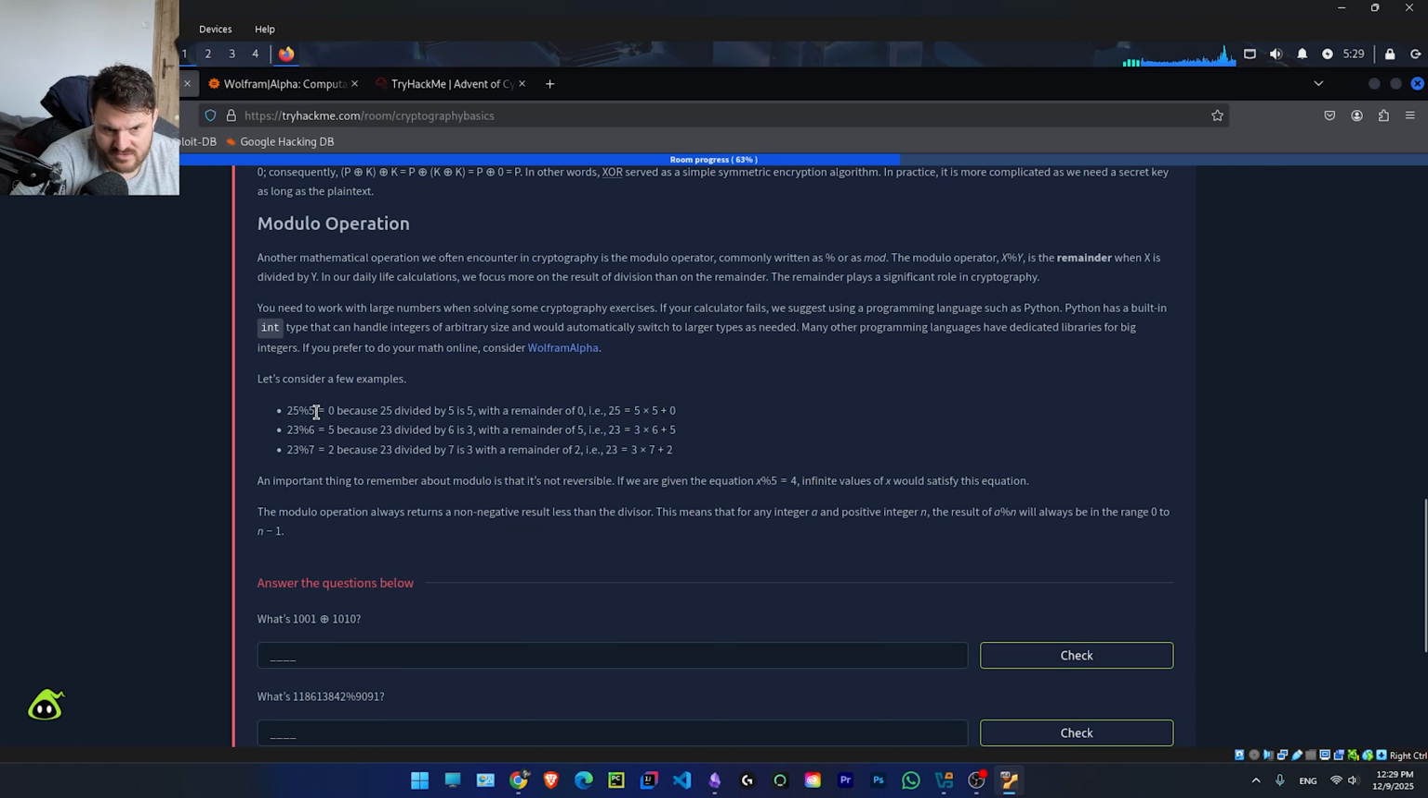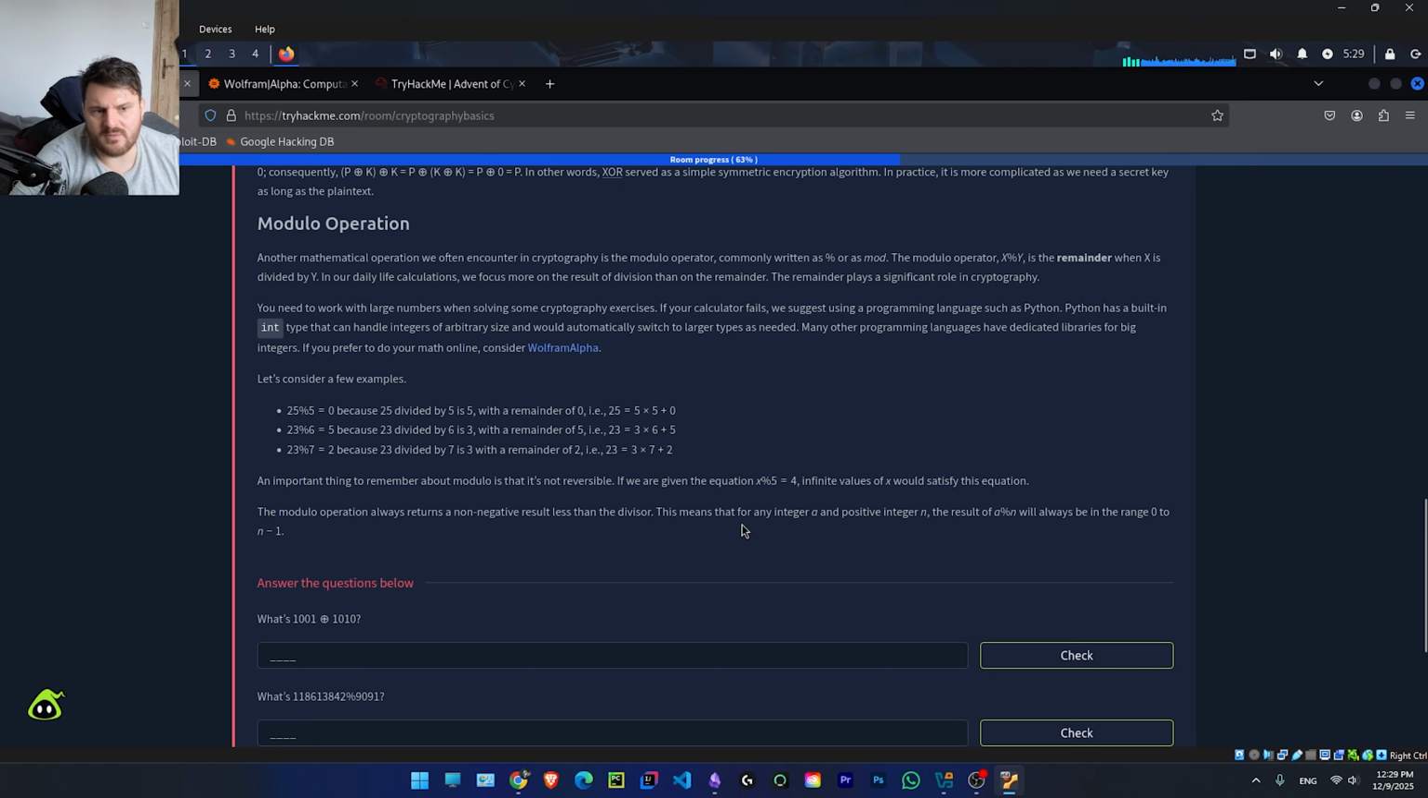Let's consider the following examples. 25 modulo 5. So 25 divided by 5 is 5. Modulo is 0 because 25 divided by 5 is 5 with a remainder of 0, that is 25 equals 5 multiplied by 5 plus 0. 23 on the other hand modulo 6 is 5 because 6 times 3 is 18, and 23 minus 18 is 5. 23 modulo 7 is 2 because 7 multiplied by 3 is 21, and then 23 minus 21 is 2.